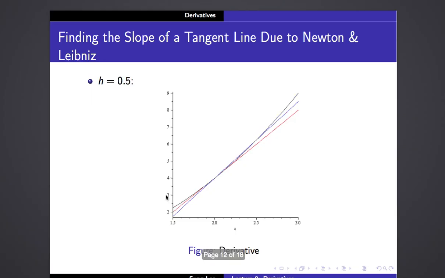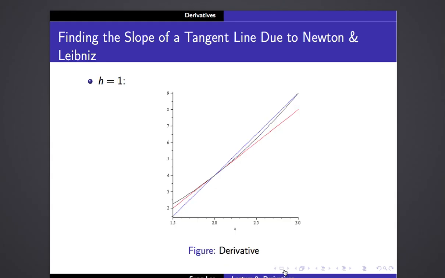So moving on. This time we are going to choose h equals 0.5. You see what happens? I don't know if you have noticed, but I think this blue line gets closer to the red line than in the previous case.